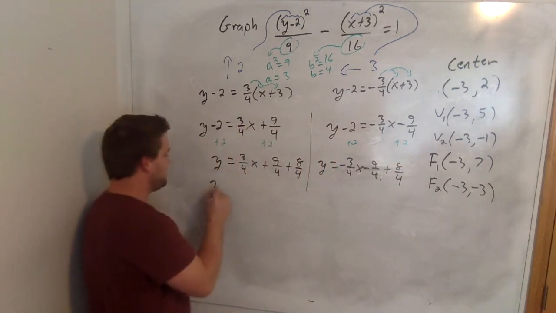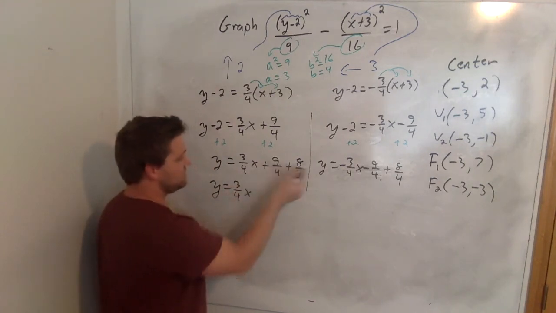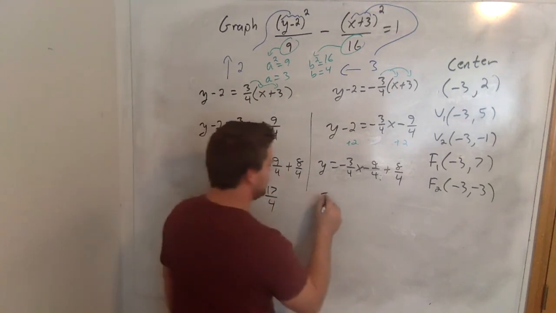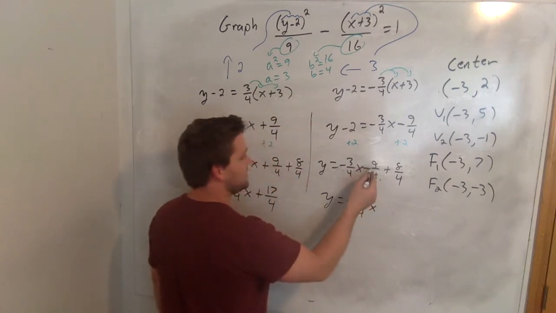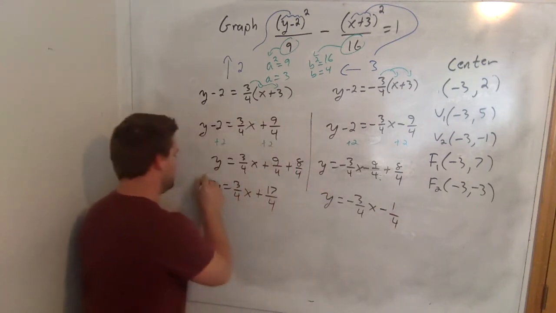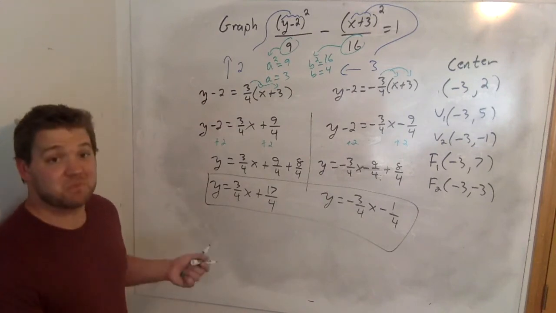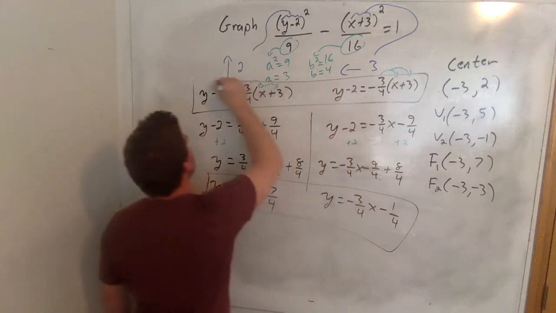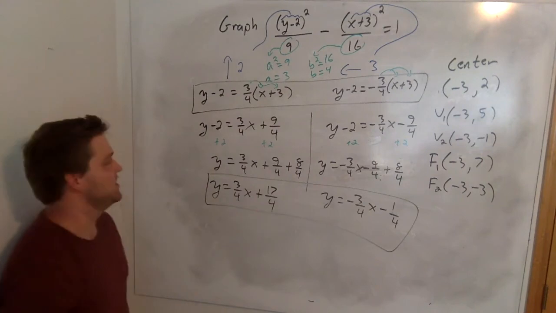Okay, so we'll have y will be equal to 3/4 x. Let's see, 9 plus 8 will be 17, so plus 17/4. Over here we'll get y will be equal to negative 3/4 x. Let's see, negative 9 plus 8, that'll be negative 1, or negative 1/4. So here are the equations of the asymptotes. Now I guess it depends on what the problem is asking. Sometimes this might be sufficient for your answer, but if they want it in the form y equals mx plus b, you'll need to solve for y, which we've done here.